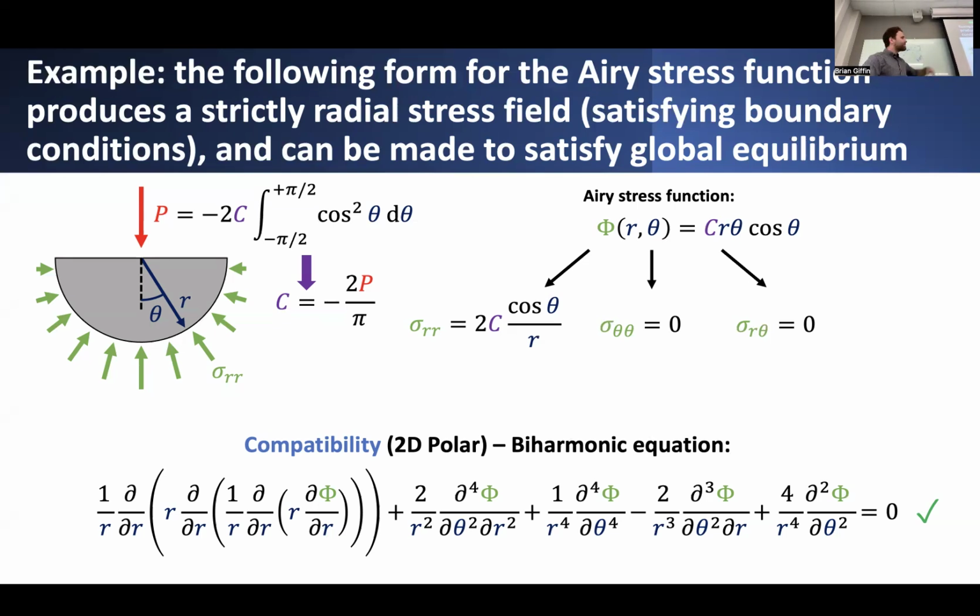So if we take this particular assumed solution for the Airy stress function, we can confirm it satisfies equilibrium, it satisfies our boundary conditions, it satisfies compatibility, well, it has to be a solution. Okay, well, it's a solution to some problem. Is it the solution to our problem? Well, we've got to be creative in how we set up this problem.